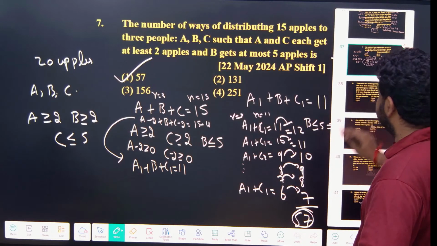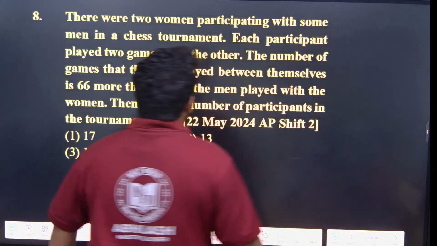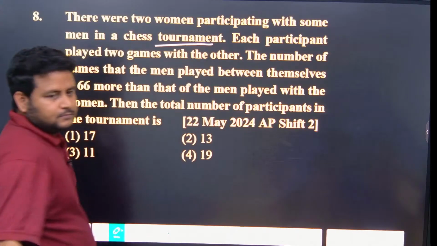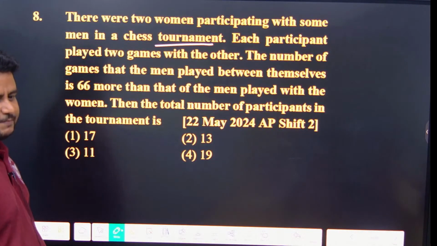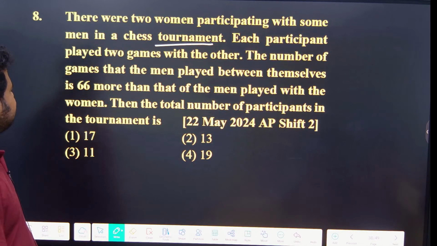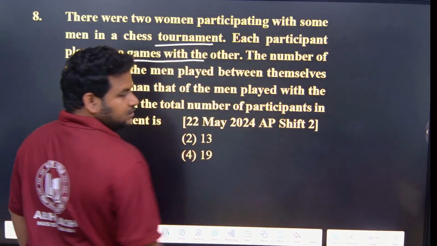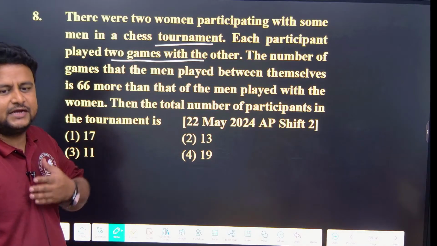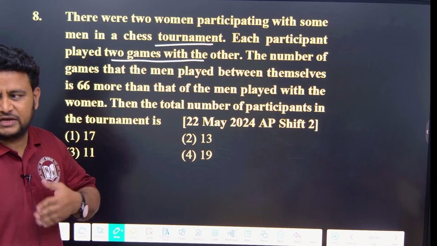Okay, so see here, they are telling there are two women participants with some men in a chess tournament. Each participant played two games with the other. Suppose I am a participant. If she is another participant, with her I am playing two games.